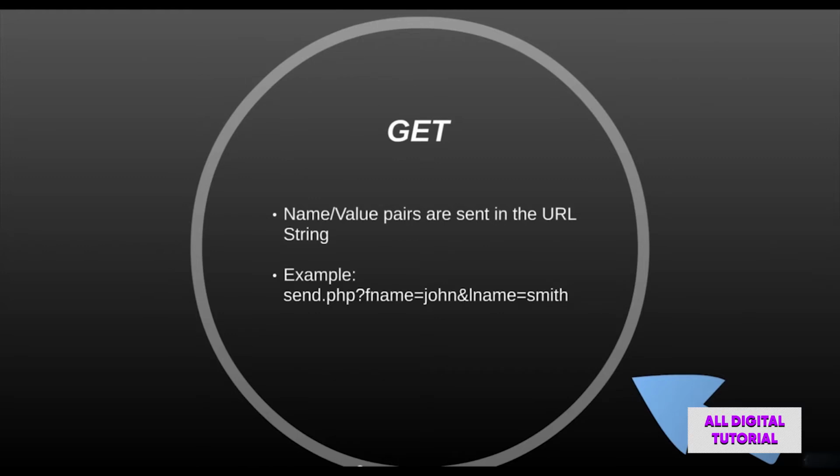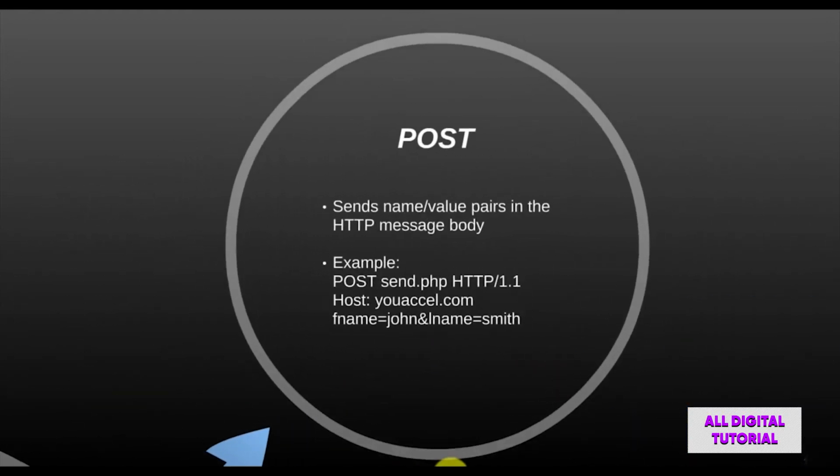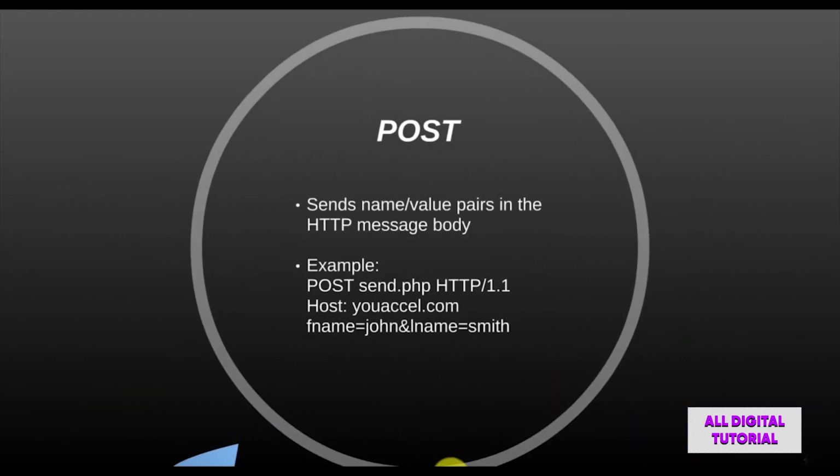When using the GET method, the name and value pairs from the form fields are sent in the URL string, as shown in this example. Here, we can see the values contained in the fname and lname field are attached to the end of the file name of our form action, send.php. The POST method, on the other hand, sends the name and value pairs in the HTTP message body, as shown in this example.